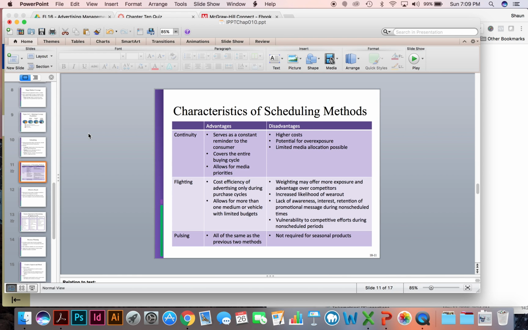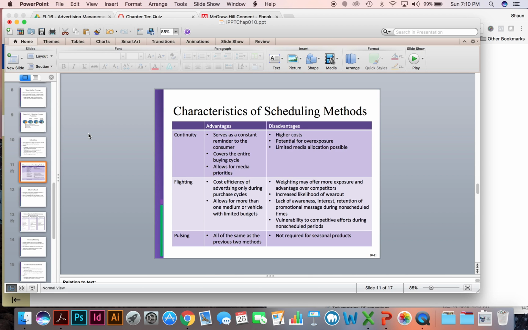But its disadvantages are that waiting may offer more exposure and advantage to competitors. There's an increased likelihood of wear out, a lack of awareness, interest, and retention of promotional messages, and a vulnerability to competitive efforts during non-scheduled periods.